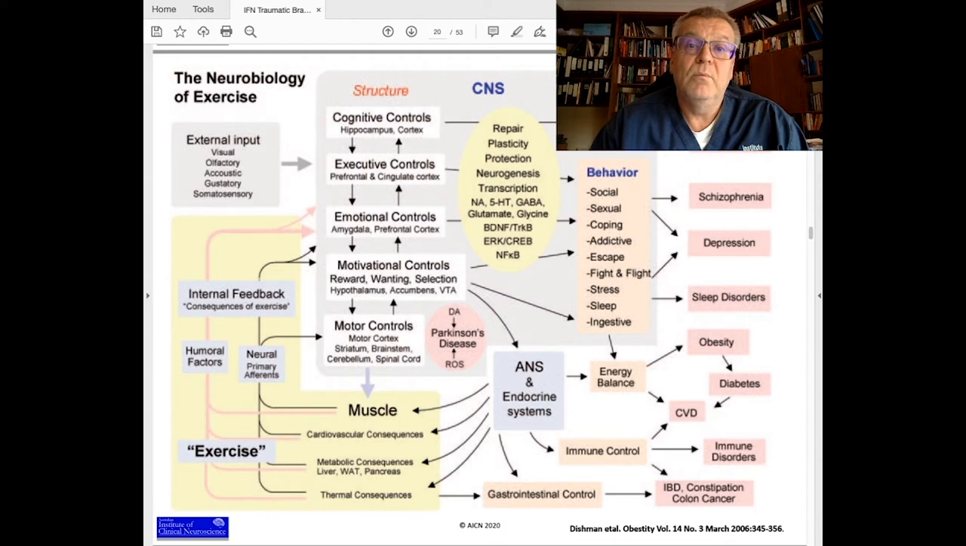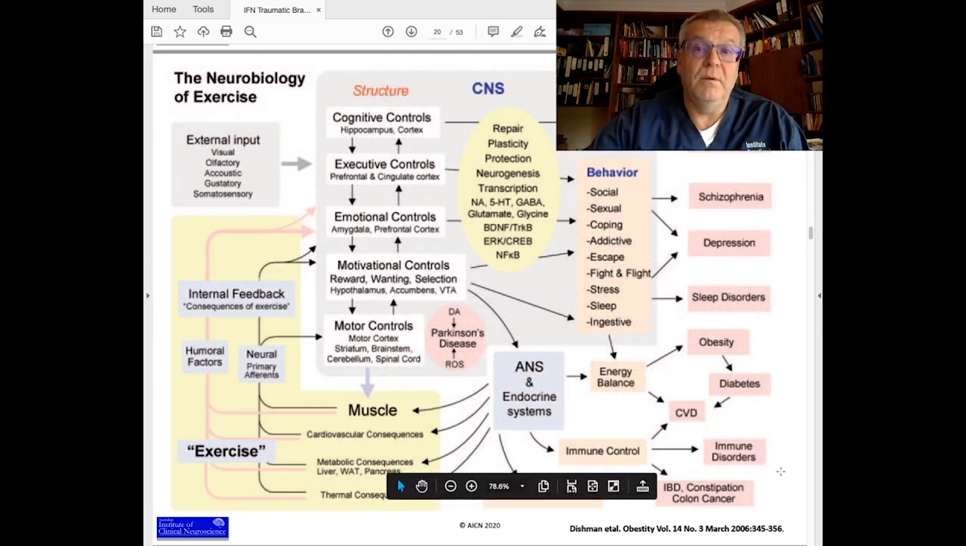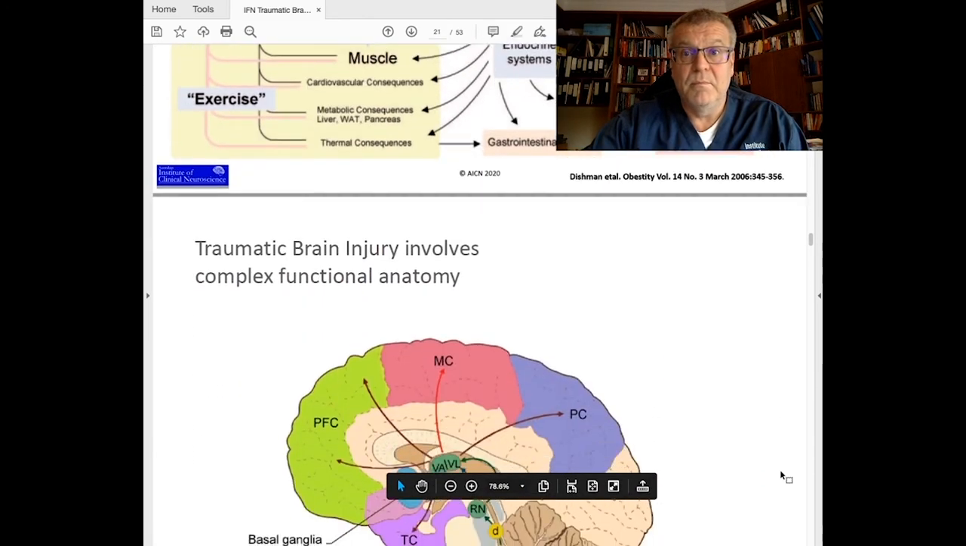So damage to the brain can also result in damage to your endocrine function or hormonal function, your gut and gastrointestinal function, some immune system issues, even some energy balance issues. It can result in depression, sleep disorders, immune disorders. So having a concussion is not just about a brain injury, it's also about the impact that it has on the rest of your body, including hormones and other issues.